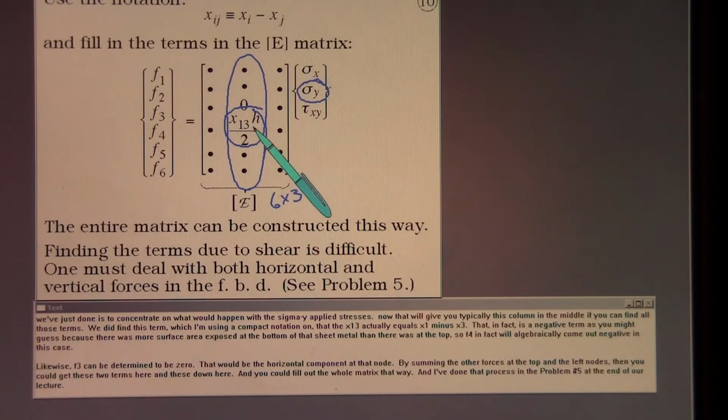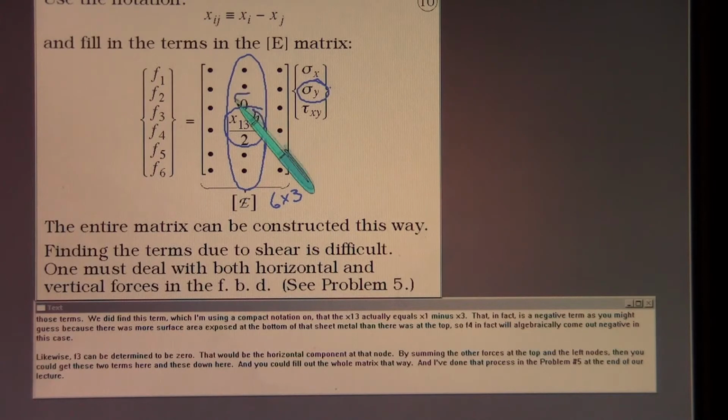That in fact is a negative term, as you might guess, because there was more surface area exposed at the bottom of that sheet metal than there was at the top. And so F4 in fact will algebraically come out negative in this case. Likewise, F3 can be determined to be 0. That would be the horizontal component at that node.